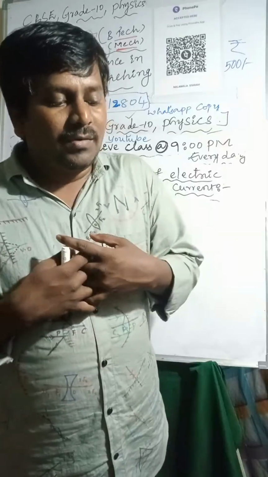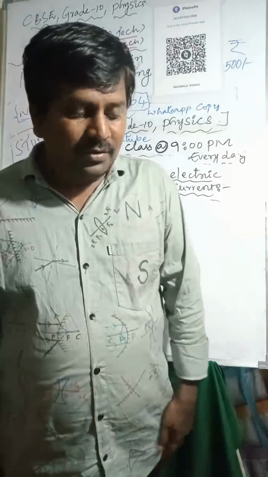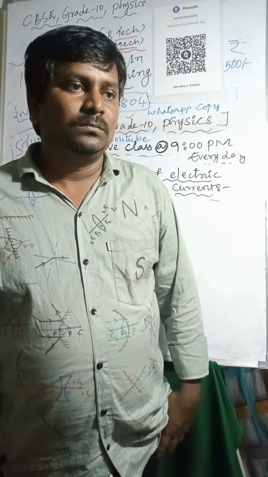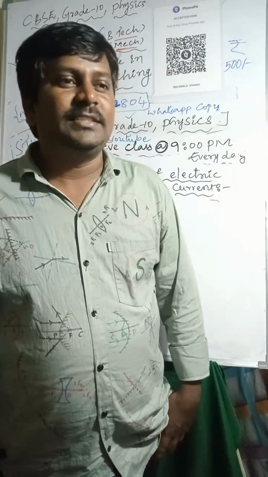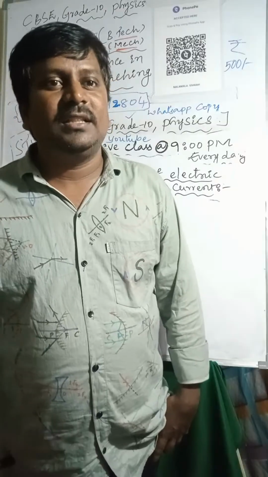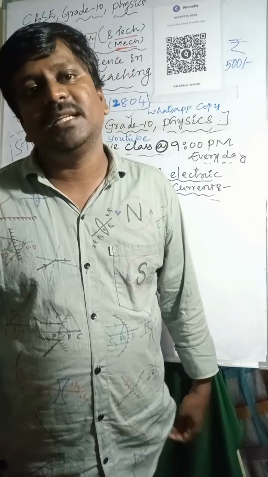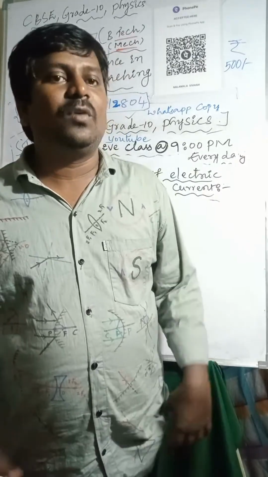And one more point, that's enough. Short circuit is nothing but direct contact of the live wire and neutral wire. A heavy amount of current will be drawn from the mains. And coming to the next one, overloading.